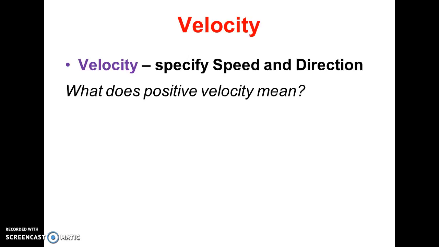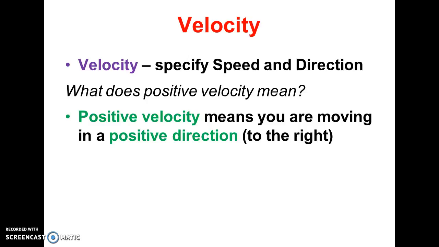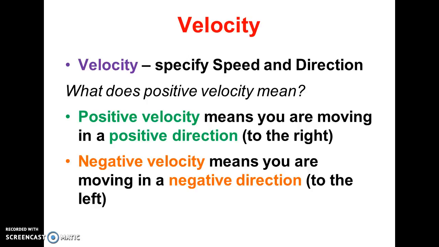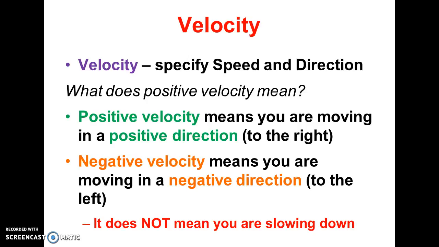Now if you have a positive velocity, it just means that you're moving in the positive direction. In our class we're going to define positive direction as to the right. So anytime you're moving to the right, you have positive velocity. Negative velocity just means you're moving in the negative direction, and for us that's going to be to the left. Positive and negative velocities do not mean that you're speeding up or slowing down. Positive and negative never gives you speeding up or slowing down.